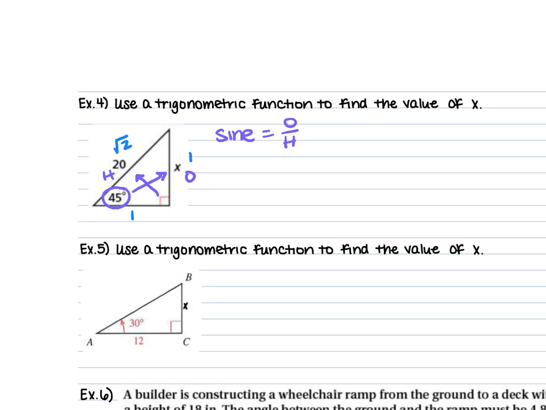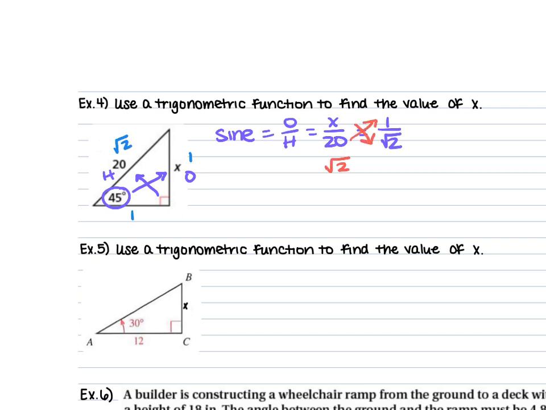Opposite over hypotenuse. Your opposite is x, your hypotenuse is 20. Now use the side lengths that we have for a 45, 45, 90 triangle. That's 1, 1, and the square root of 2. So 1 is in place of the x, and the square root of 2 is in the place of the 20. So from here, we use these two fractions and cross multiply.